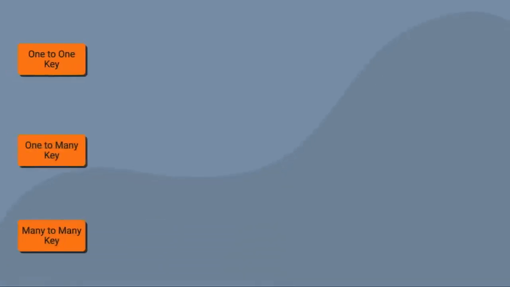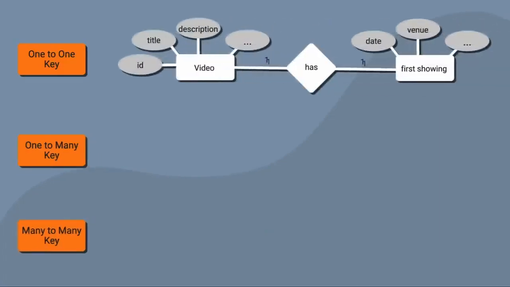Now you will learn about the three relationship keys: one-to-one, one-to-many, and many-to-many respectively. In the one-to-one relationship, we use either of the participating entity keys. In this example, a movie can have one defined date for its first showing. So this is an example of a one-to-one key relationship.